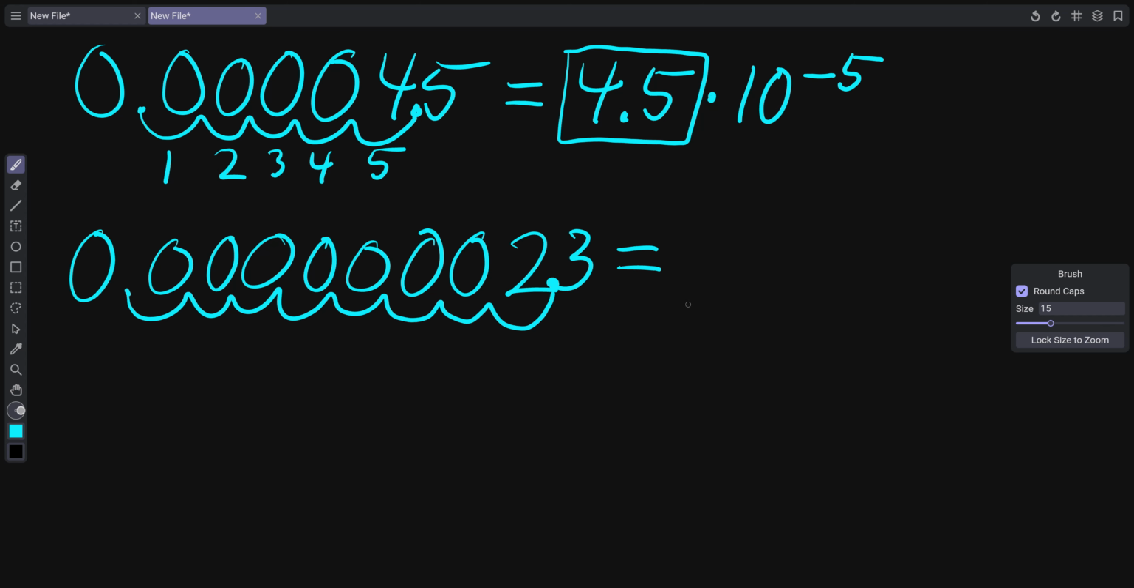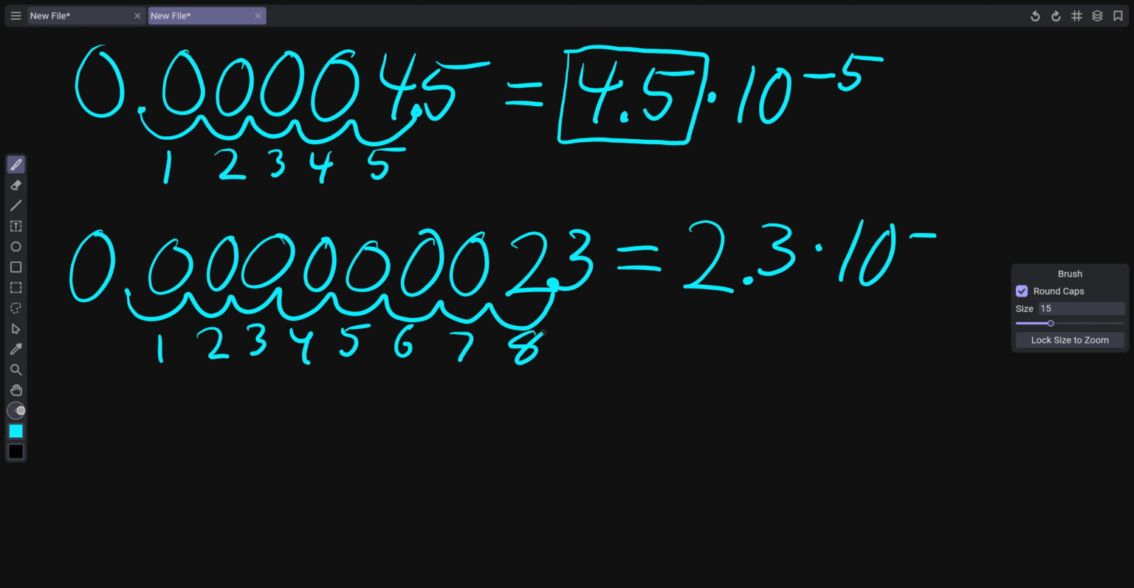because when I put it at this point, it's going to make a number that is greater than or equal to 1, but not any greater than or equal to 10. So we get 2.3, and we multiply it by 10, and we raise it to the negative 1, 2, 3, 4, 5, 6, 7, 8. We raise it to the negative 8th power. And that is our final answer.